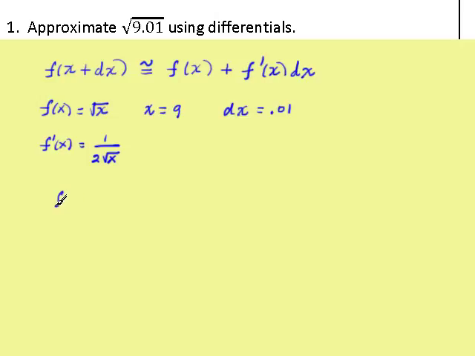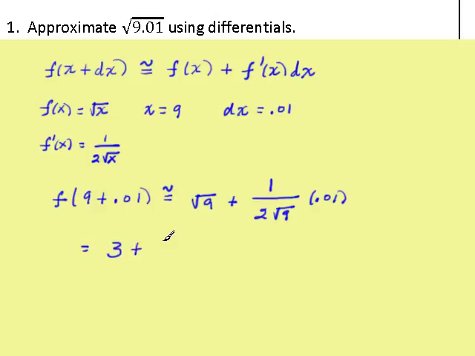So we have f of x plus dx, that's 9 plus 0.01, is approximately equal to f of x. So that's f of x is square root of 9 plus f prime of x, 1 over 2 square root 9 dx. dx is 0.01. All right, so just figure this all out. So that would be 3 plus 1/6 times 0.01. That's 3 plus, then 1/6 is approximately 0.167 times 0.01.